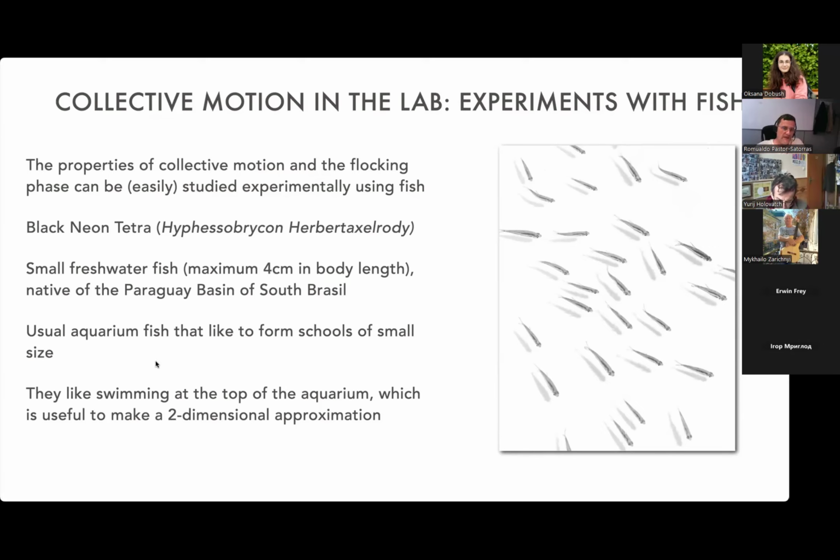This fish likes to form schools of not very large size, so they have a tendency to swim together. They also like to swim very close to the surface of the water. So if you combine this with a shallow water tank, you get conditions in which your fish essentially move in a two-dimensional space, which is much easier to analyze and to model.